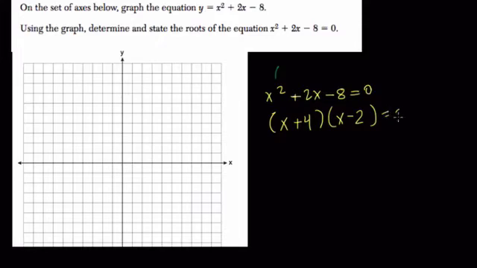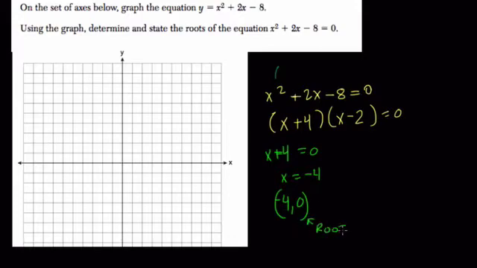So this equals 0, right? But that means that x plus 4 or x minus 2 or both of them are 0, because in order to get a 0 product, one or the other or both of the numbers have to be 0. So here, if we say x plus 4 equals 0, and we subtract 4 from both sides, x equals -4. So when x equals -4, y is 0. That's one of our roots right here.